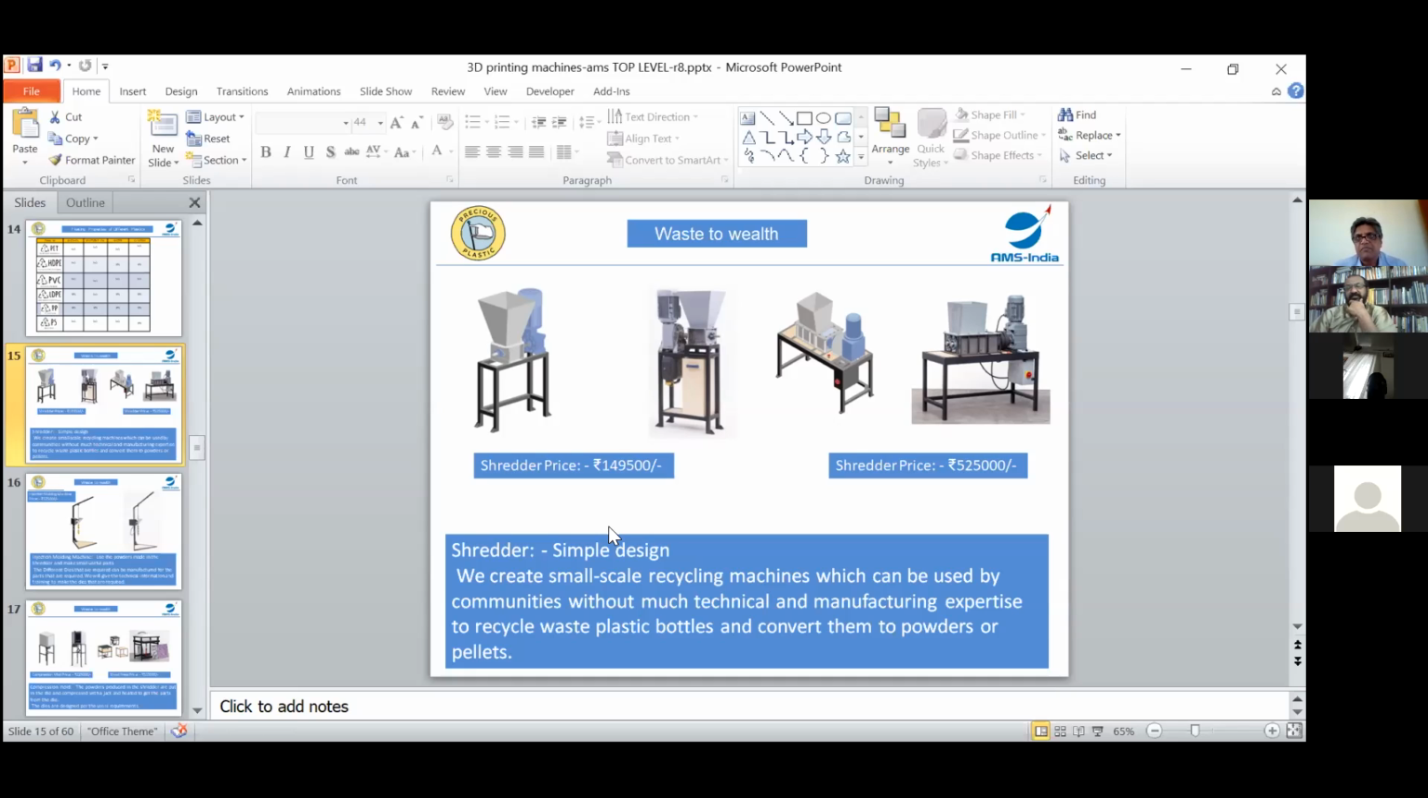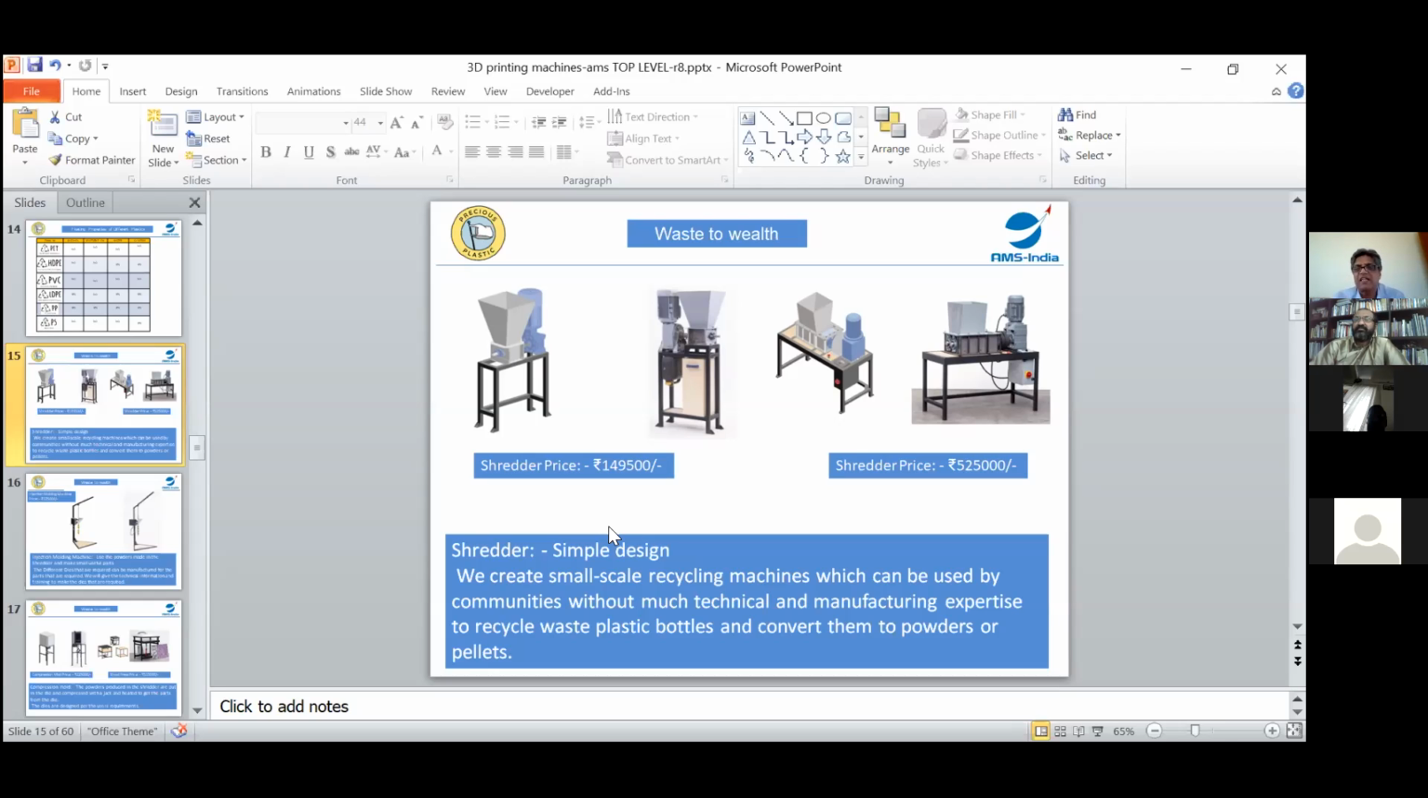See, if you are selling a scrap bottle, nobody will buy it, it is of no use. People will just throw it somewhere and it is piled up in junkyards. If you are shredding it and immediately have it as powder, you can create parts and use it. So instead of telling people to segregate the waste at source, what you are doing is converting it at source.